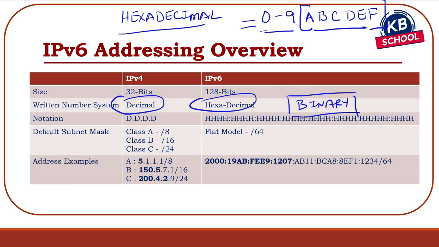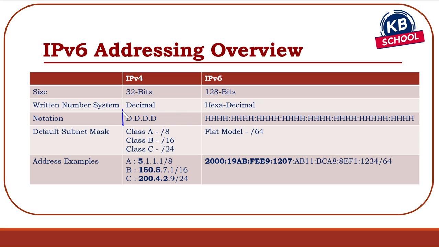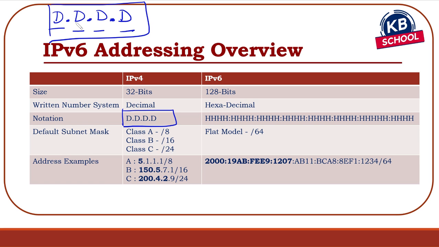The other thing, we just softly alluded to it in terms of the written notation. When I wrote it, I wrote a decimal number over here, separated with a dot, decimal number, separated with a dot, decimal number, separated with a dot, another decimal number. So it's 4 decimal numbers, 4 octets, 8 bits, separated with dots in the middle. That's what an IPv4 address looks like. An IPv6 address is basically represented in hexadecimal. Now, in hexadecimal, 4 bits equates to 1 hex digit.